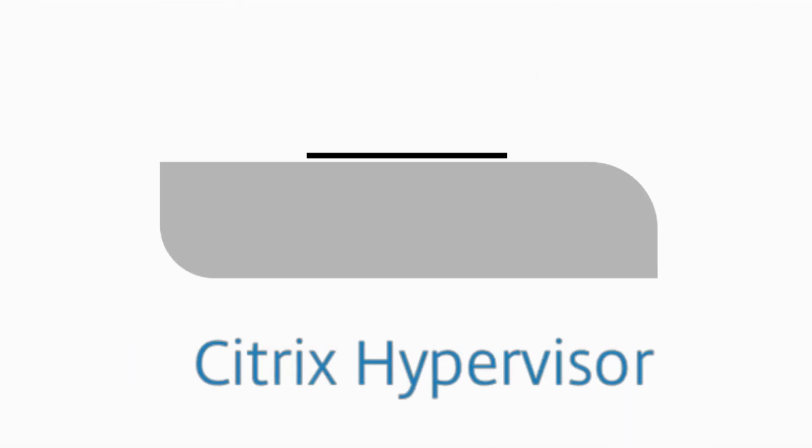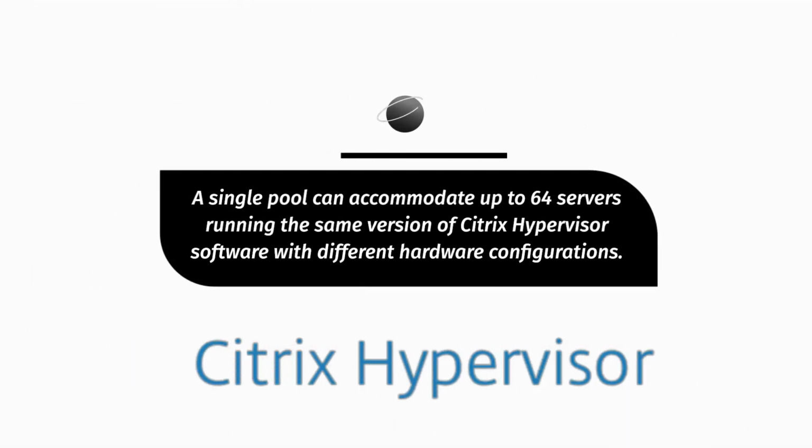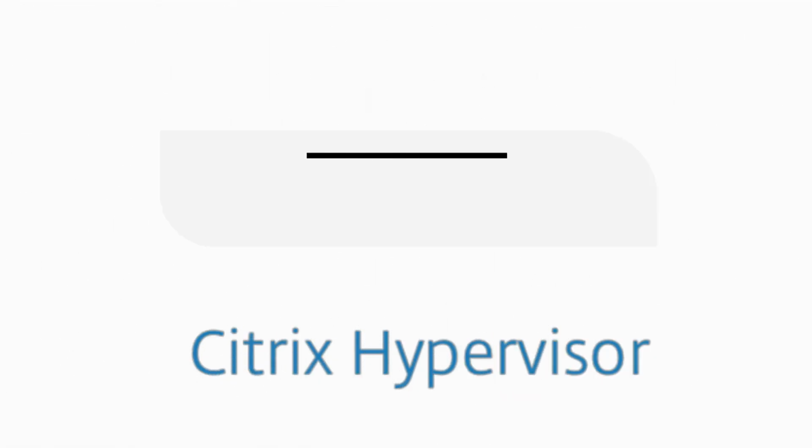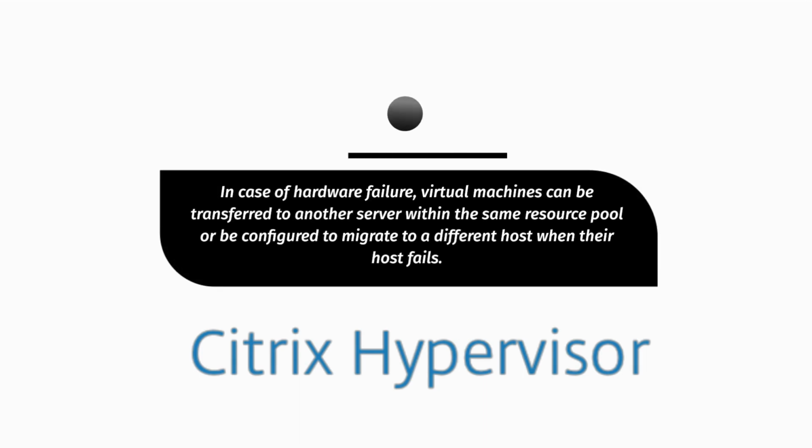A single pool can accommodate up to 64 servers running the same version of Citrix Hypervisor software with different hardware configurations. In case of hardware failure, virtual machines can be transferred to another server within the same resource pool or be configured to migrate to a different host when their host fails.